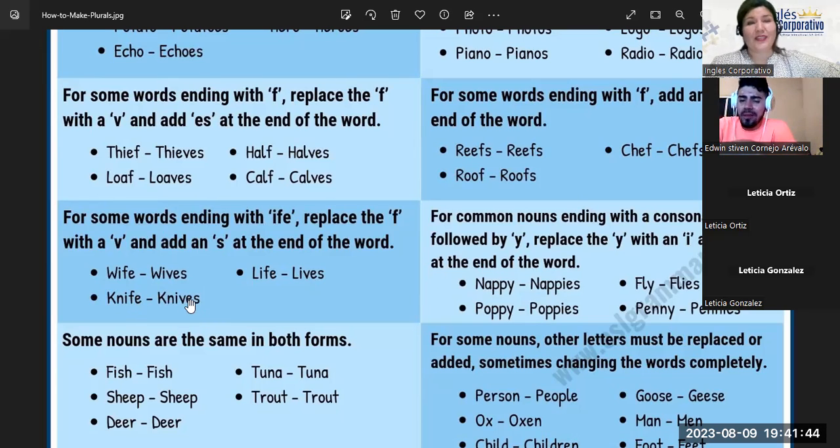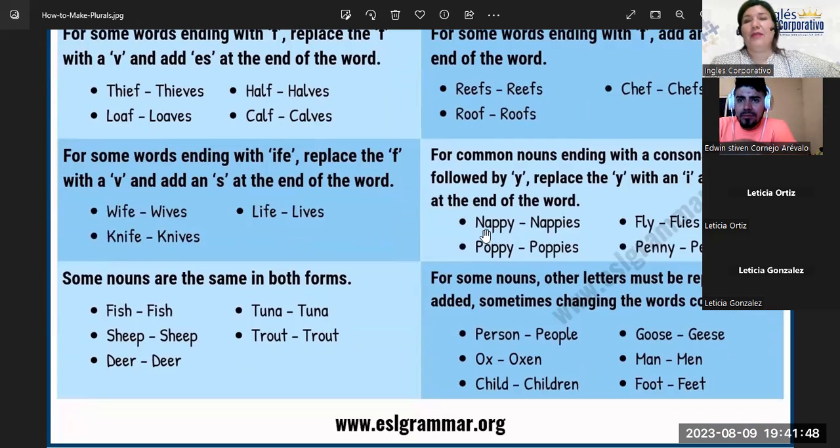Knife, un cuchillo. Muchos knives. Okay. When you have the Y. Baby, babies, puppy, puppies. Fly, flies, penny, pennies. Okay. Casos especiales. Fish, que es igual. Tuna, es igual. Sheep, deer. Otros casos especiales. Person, people.